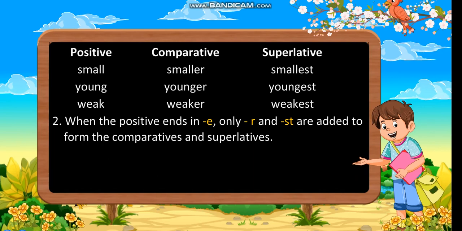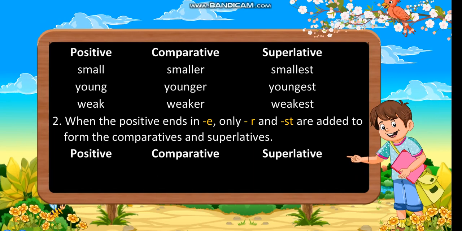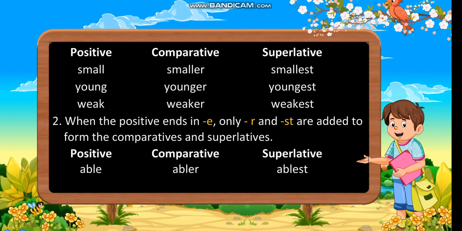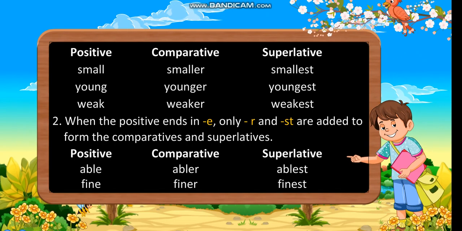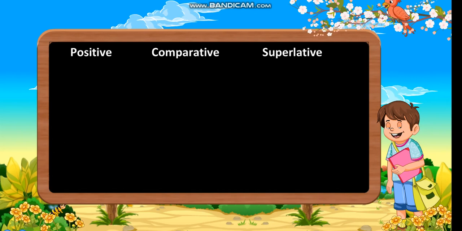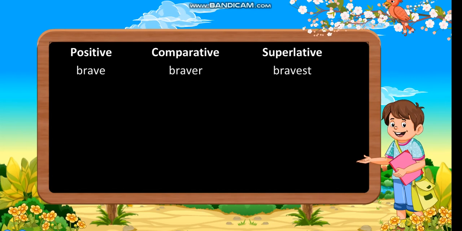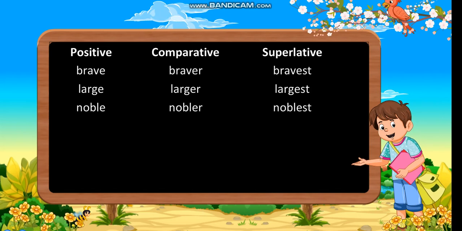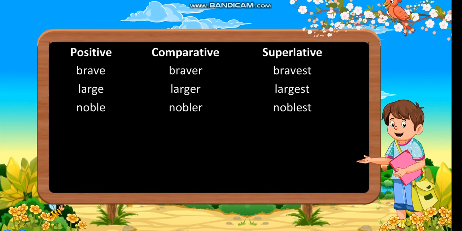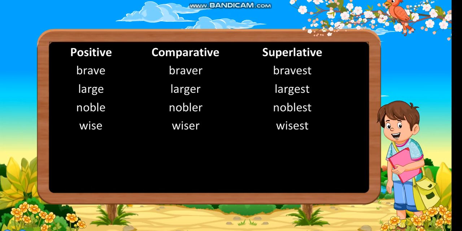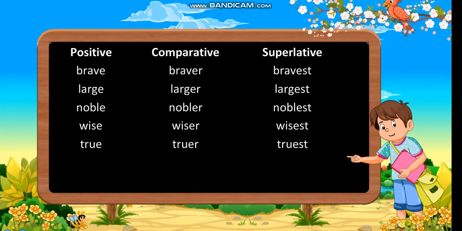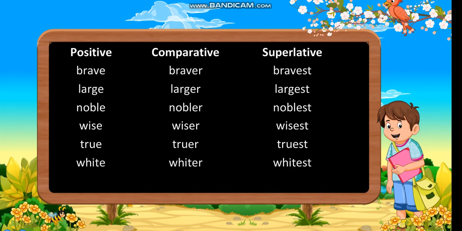Second, when the positive ends in e, only r and st are added to form the comparatives and superlatives. Positive, comparative, superlative. Able, abler, ablest. Fine, finer, finest. Brave, braver, bravest. Large, larger, largest. Noble, nobler, noblest. Wise, wiser, wisest. True, truer, truest. White, whiter, whitest.